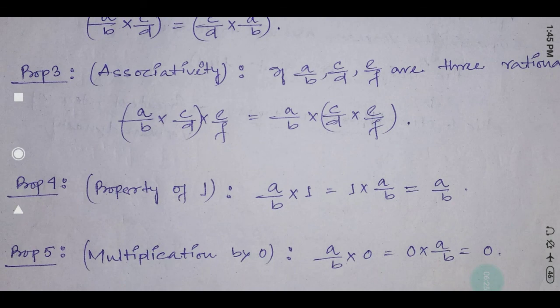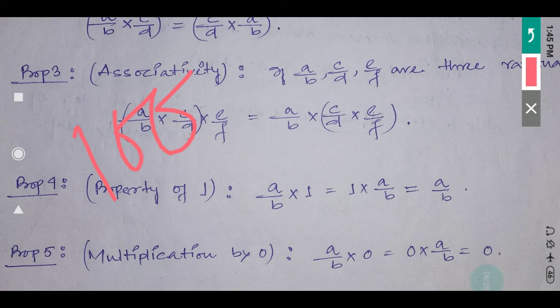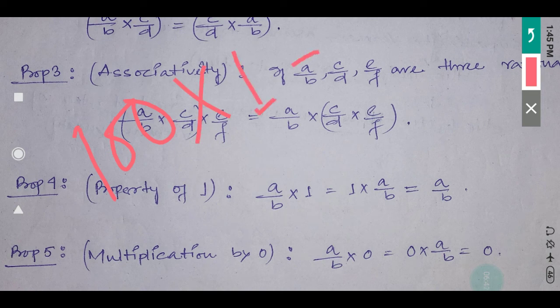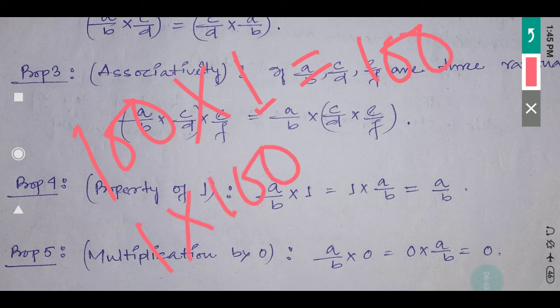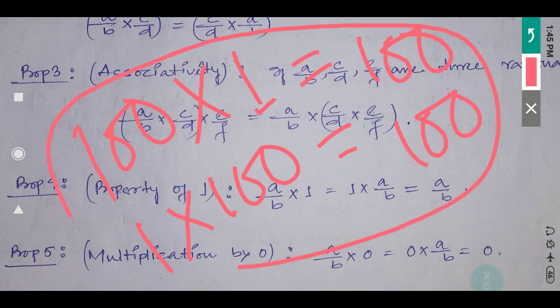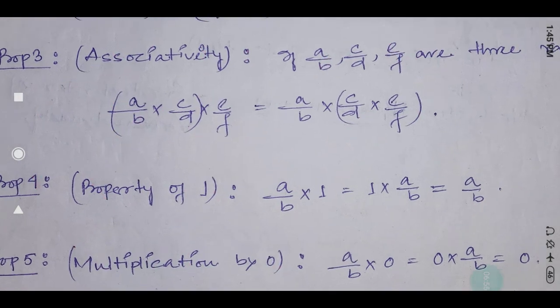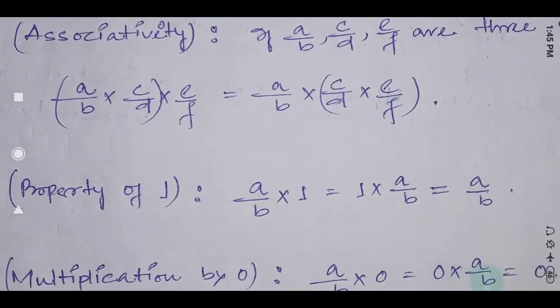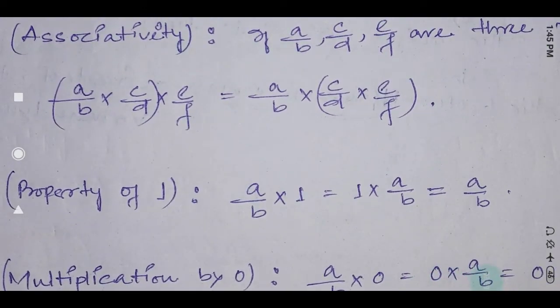Property 4, property of 1. That means you have to multiply any rational number by 1. Suppose you are multiplying 100. 100 is one rational number. So with this 100, if you multiply 1, what will be your answer? 100 into 1 means 100 only. If you multiply 1 by 100, then also 100. So this is called the property of 1. See here, property 1. A by B into 1 is equal to 1 into A by B is equal to A by B.